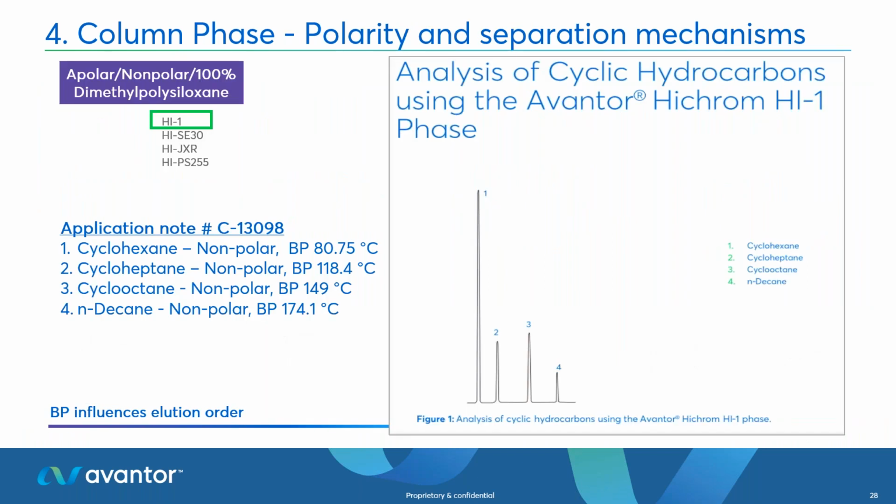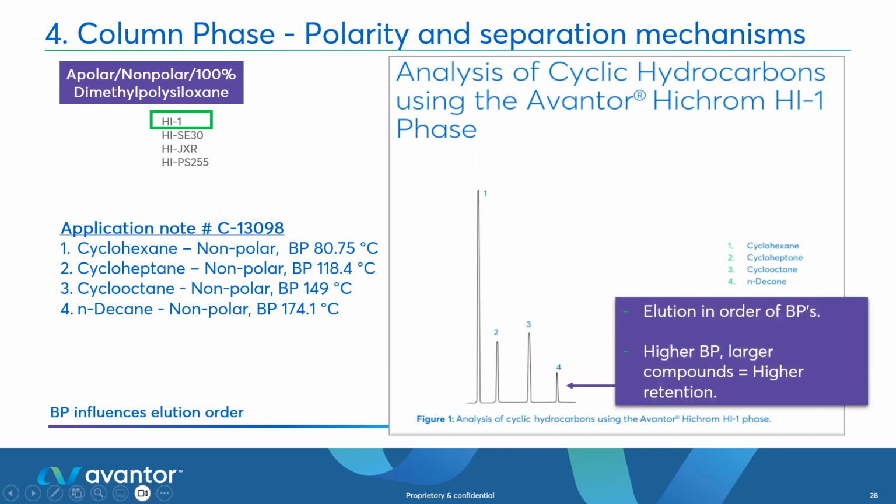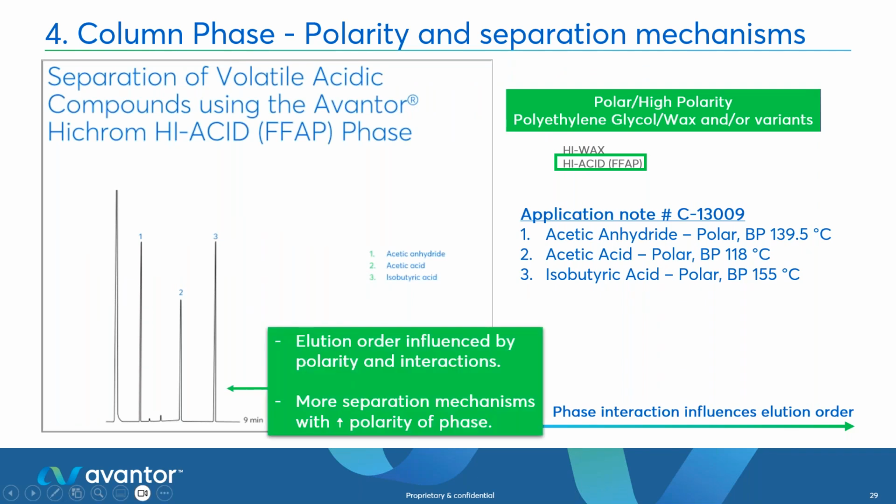An example here is where we have a nonpolar column. It's the high 1 column, and we've got 4 analytes, and we can see they've eluted in boiling point order. So the highest boiling point, the larger compounds, have the higher retention. Then compare this to a polar, higher polarity column. They've eluted in an order depending on the polarity, but also the interactions that they've had with the phase, because there are different mechanisms of separation when we increase the polarity of the phase. So the elution order is not in boiling point order.